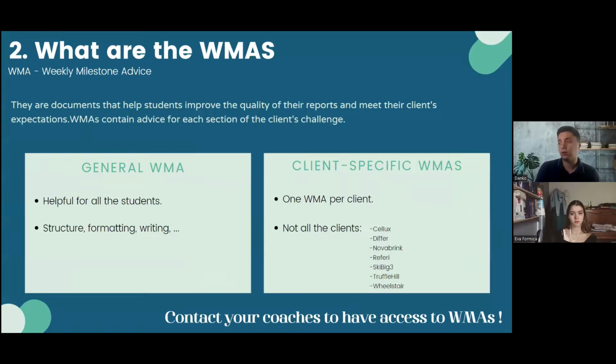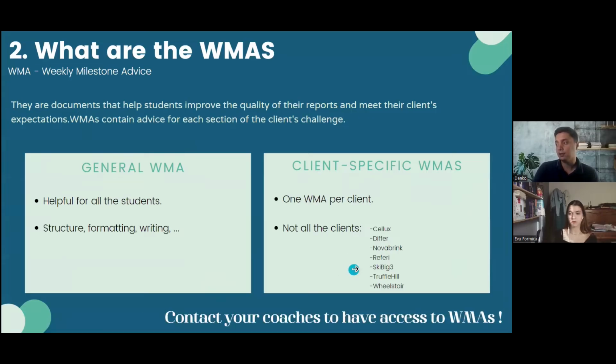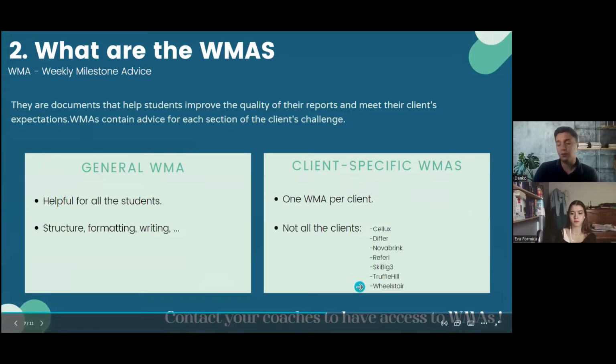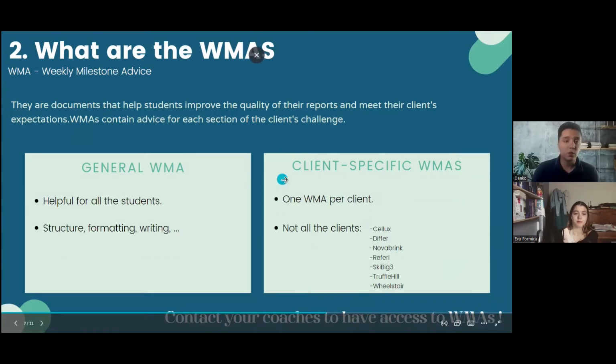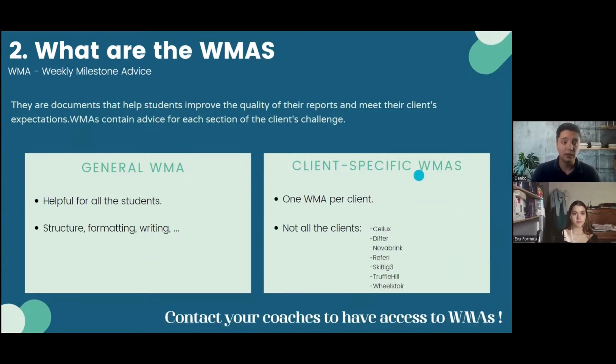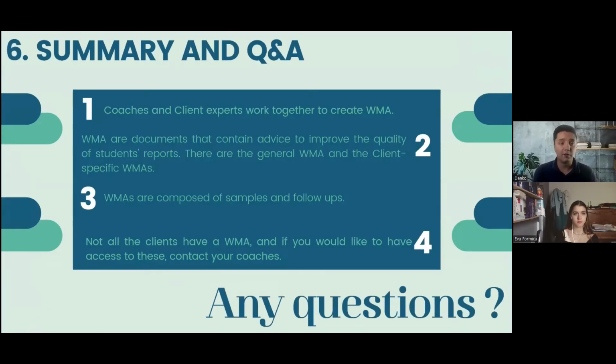I guess you can take a screenshot. So it's here. So it's Celux, Differ, NovaBrink, Referee, Skivik 3, Travel Kill, and Wilster. Okay, those are the weekly milestone advice sheets that we have. If we do add more, you will see that in the Dropbox folder, and sometimes we have to remove a few due to things happening in the program. So that's more specific. But you should find this at least for section 1 and 2. Okay. Section 3 is coming on Tuesday, I think. So yeah, that's about everything that we have for you today.